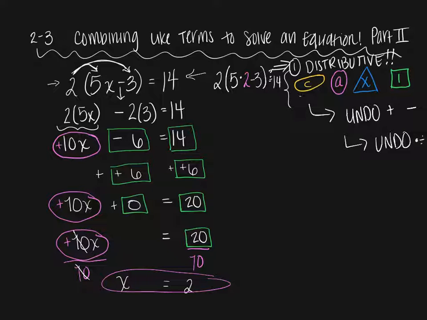So to check that, I'm going to solve what's in parentheses first. And remember, order of operations, GEMDAS. I need to multiply first, so I'm going to get 10 minus 3. Does that equal 14? Let's solve what's in parentheses first. And see, does this equal 14? And this is the same as 2 times 7, which does indeed equal 14. So this means that my x does indeed equal 2.